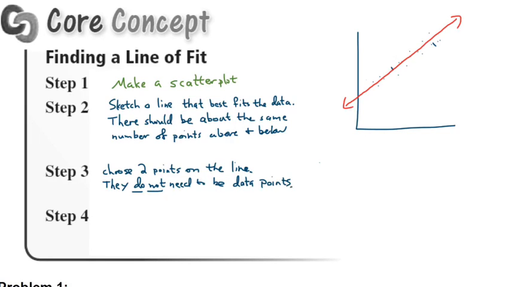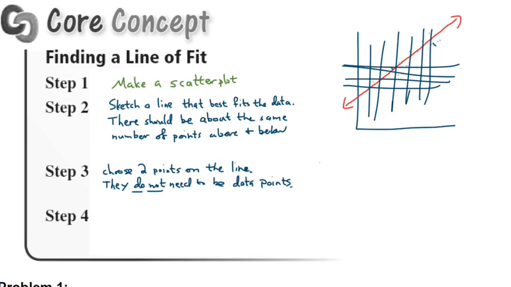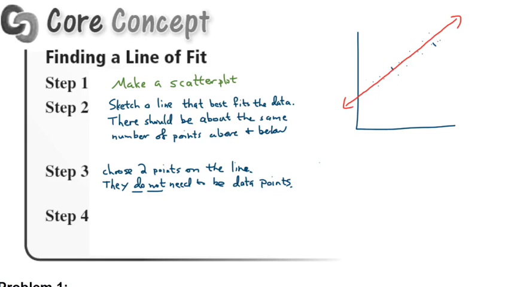Now here's what I mean. You find this line, and you notice how all your grids have crosshairs like this? And you can see your points. Well, basically, pick 2 points where you can approximate what they are. Like, you could pick this point right here, and this point right here. Pick 2 points where you can figure out what they are. They do not actually have to be data points on your line. It's okay.